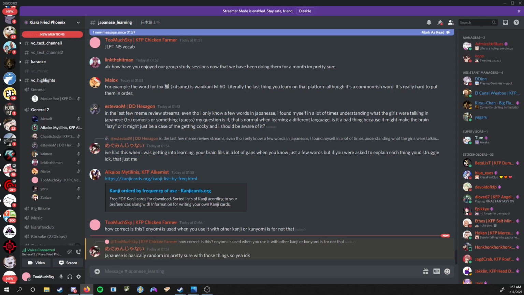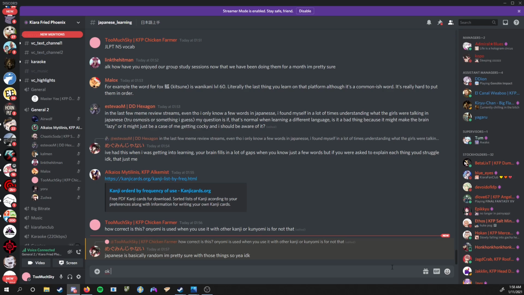Onyomi is used when you use it with a kanji, and kunyomi is not for that. That is the general rule. There are some exceptions. Unfortunately, the exceptions are kind of hit or miss. You will typically use the onyomi or kunyomi. But for instance, there are some kanji where there's only one reading, so you don't have to worry about that. There's some kanji where there's multiple versions of an onyomi or kunyomi reading. And so you'll basically have to know your vocab.